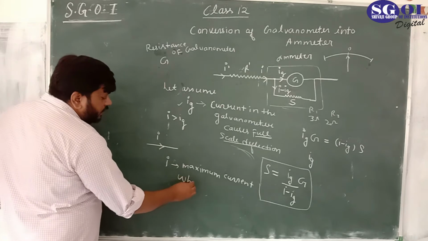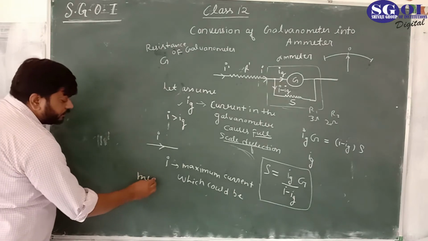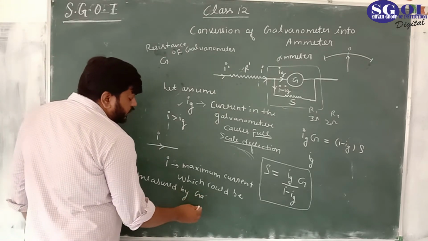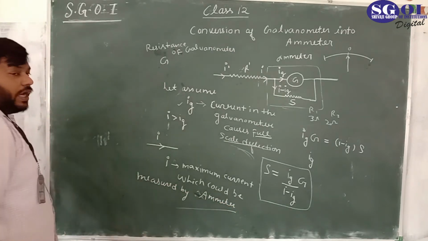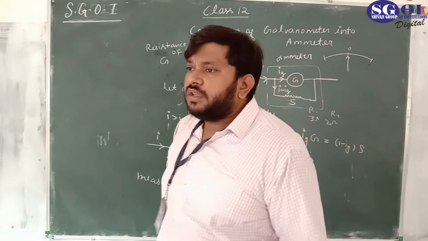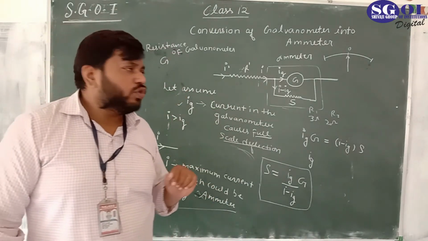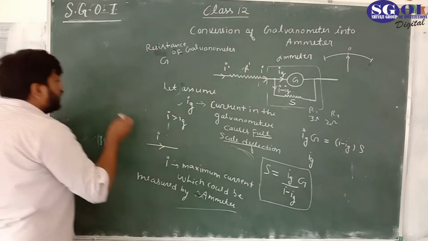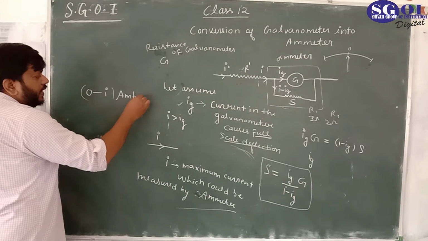which could be measured by the ammeter. I is what? This is the maximum current up to which we can measure by the particular ammeter. So this is the maximum current. And what is the minimum current which could be measured by this ammeter? 0. So we can say this particular ammeter has a range from 0 to I ampere. This is the range.